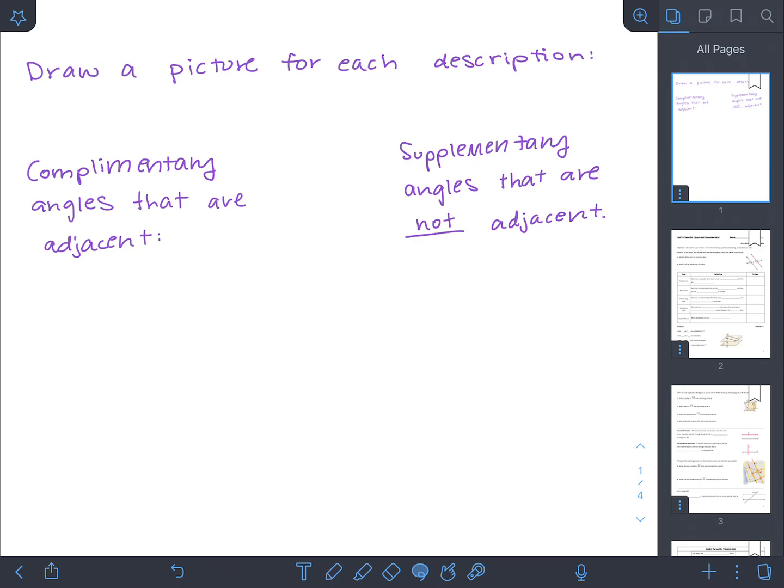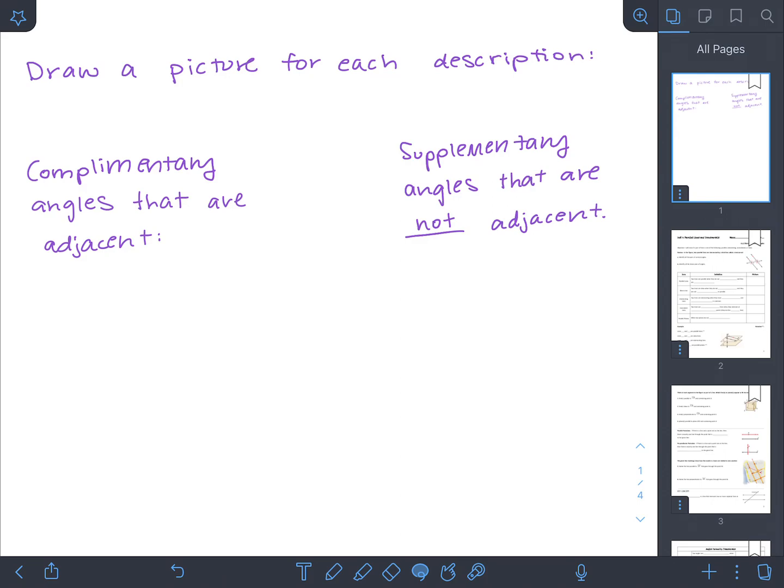So this is the bell work question. It says draw a picture for each description. So I want you to draw complementary angles that are adjacent, and then I want you to draw supplementary angles that are not adjacent. So go ahead, pause this video, write down the bell work, go through, answer those on your bell work sheet, and then you can check with me in a second.